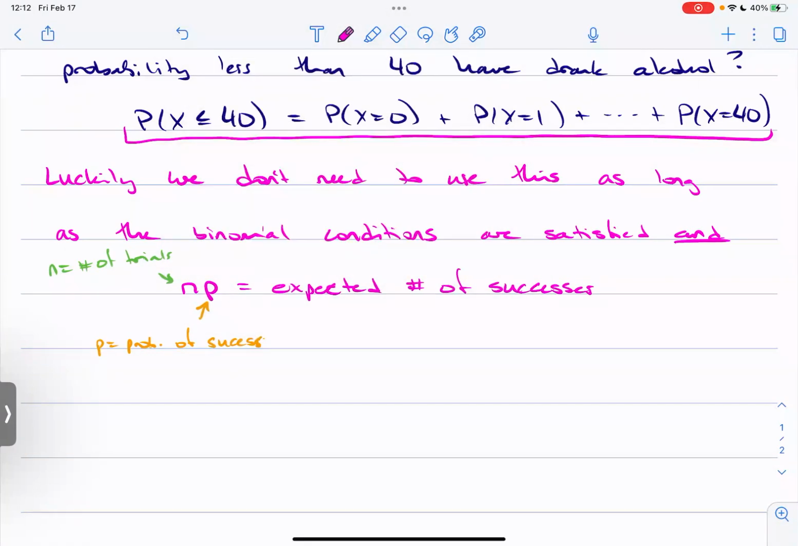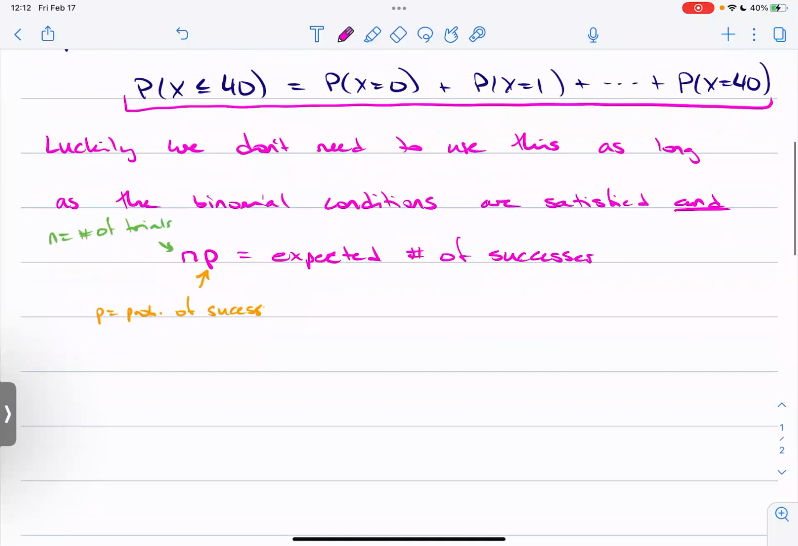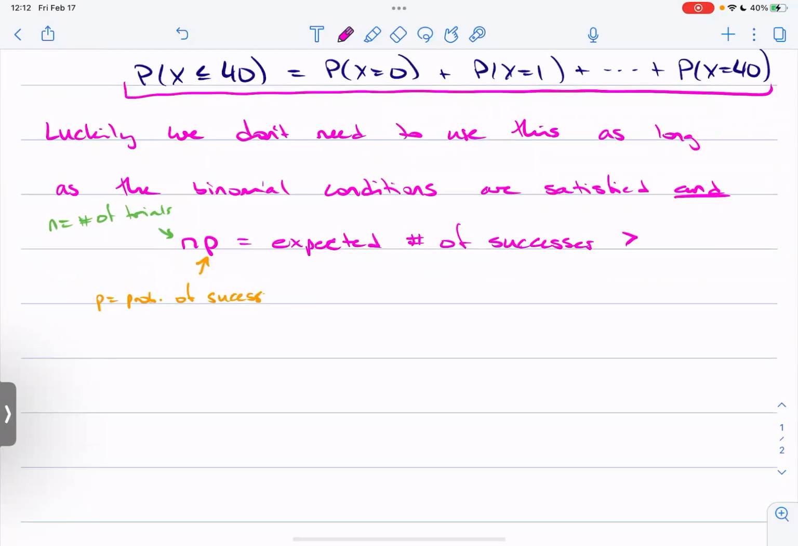Okay. So the expected number of successes has to be greater than or equal to 10. You have to have a large enough sample.